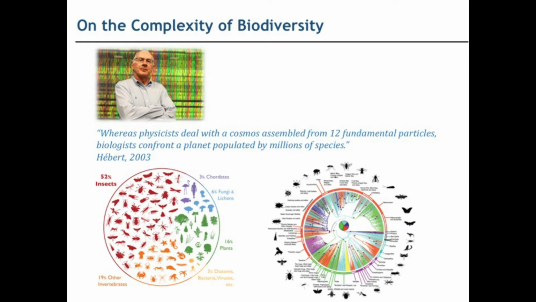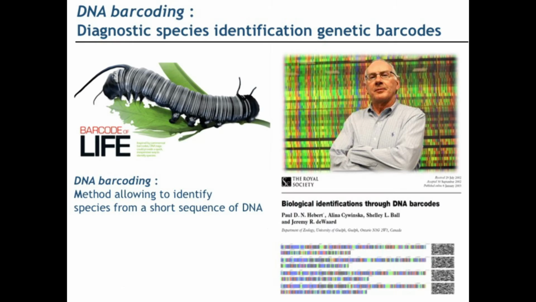Paul Hebert from the University of Guelph put the complexity of biodiversity into perspective. I like this quote of Paul saying that whereas physicists deal with a cosmos assembled from 10 fundamental particles, biologists confront a planet populated by millions of species, which is true. So we should not be ashamed to be biologists, right? We face very complex problems, as much as astrophysicists.